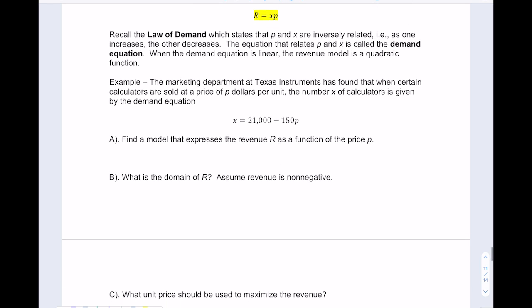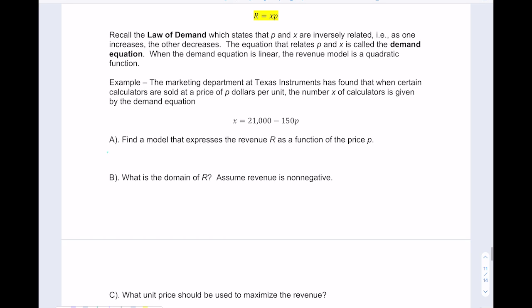You can pause the video at any moment, read the problem yourself, and unpause when you're ready. We'll go over it together. The marketing department at Texas Instruments has found that when certain calculators are sold at a price of P dollars per unit, the number X of calculators is given by the demand equation X equals 21,000 minus 150p. Find a model that expresses the revenue R as a function of the price P.